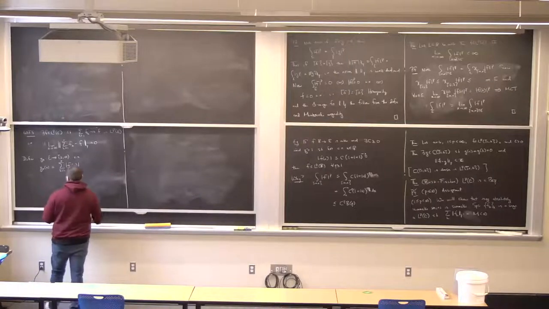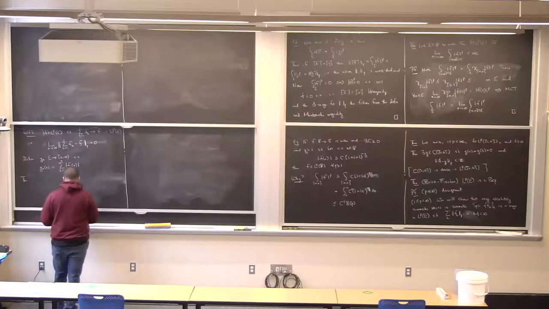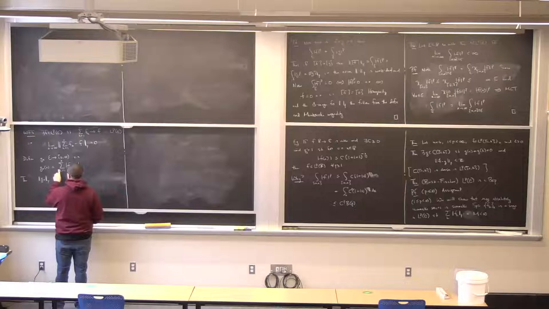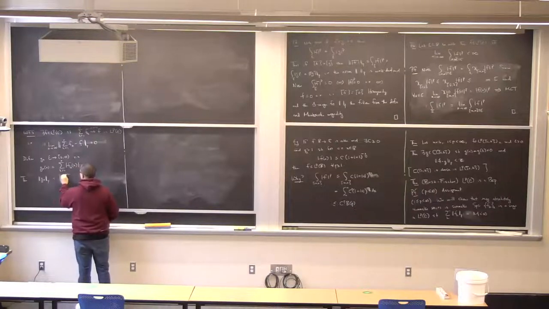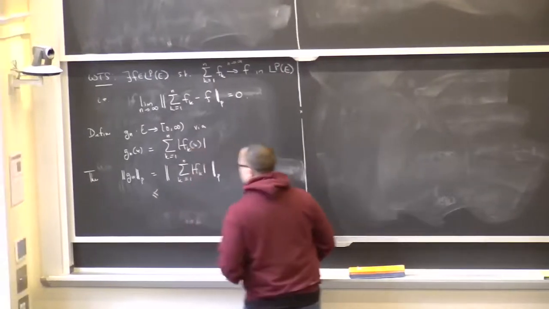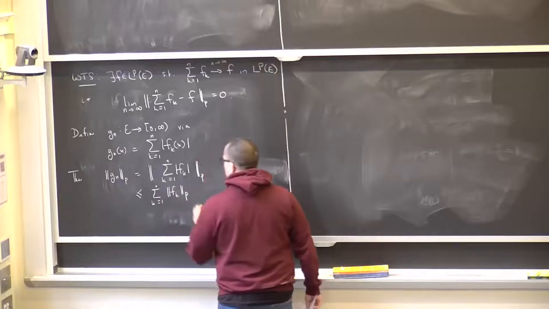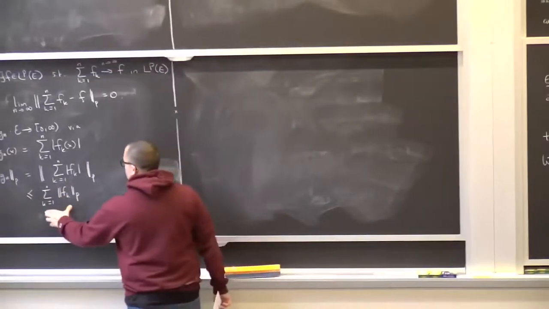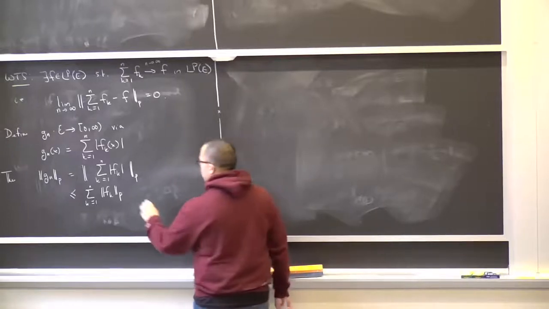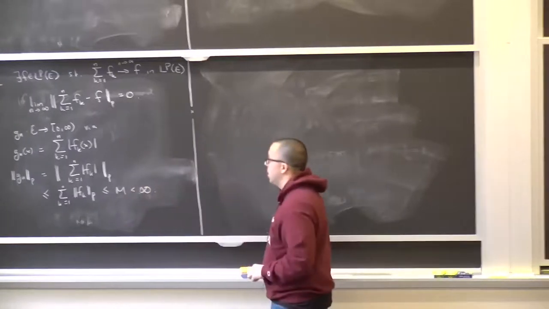So what do we know? By the triangle inequality, if I take the L^p norm of G_n, which is this finite sum, by the triangle inequality for the L^p norm, this is less than or equal to the sum from k equals 1 to n of the L^p norms of the f_k's. And this is a partial sum corresponding to the series of the norms of f_k's, which sum to M. So this is always less than or equal to M, right? Which we're assuming, again, is a finite number.